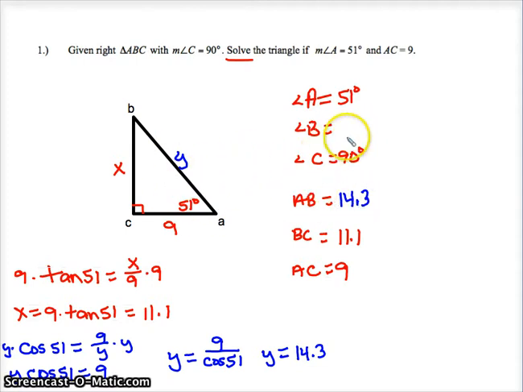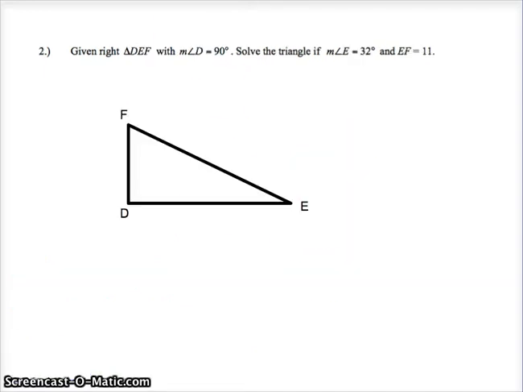The last thing to do is find this missing angle. I know there are 180 degrees. 90 of them are taken up right here, so I can do 90 minus 51, and I get 39 degrees. I have now just solved this triangle by finding all of the angles and all of the sides. All right. Let's look at another example.